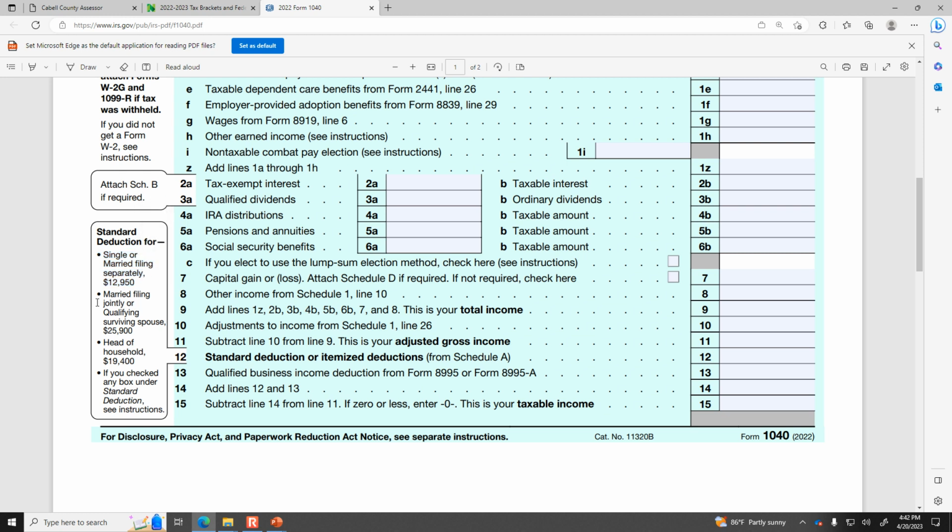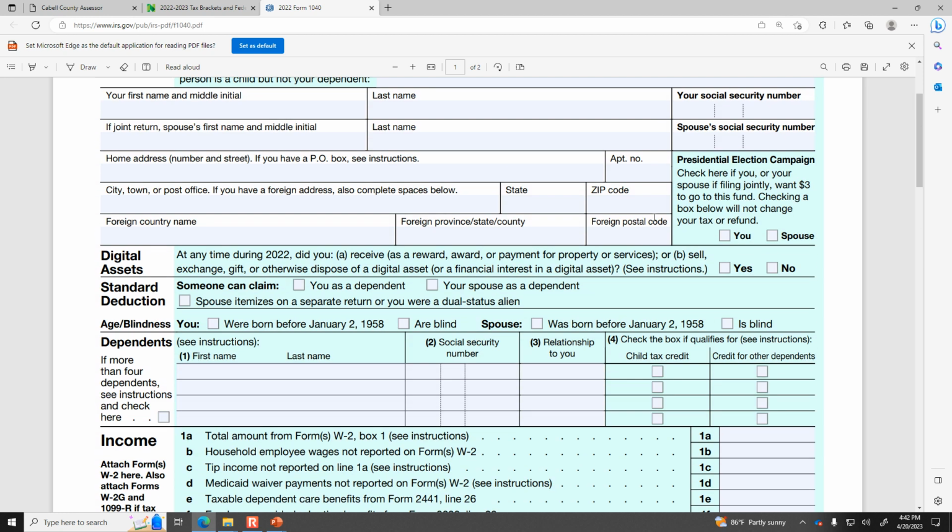So if you are married filing jointly, so like if you and your wife or husband are filing the taxes together, then the deduction is $25,900, and that is how much money you can earn without having to pay tax on. So if you make that much or less, then your taxable income is going to be 0. So people really like to maximize their deductions because that is reducing the amount of tax that is due.